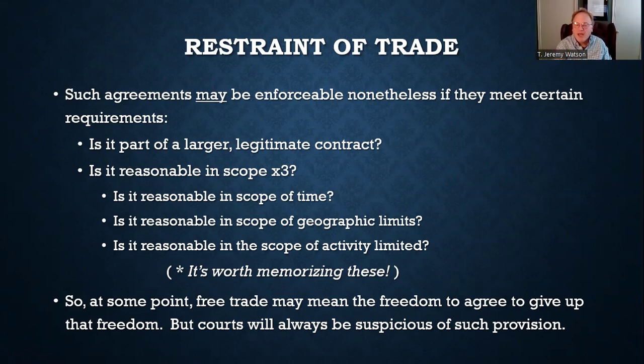All right. The next thing the court is going to look at is: is the exculpatory clause reasonable in scope? All right. And there's typically three different things they look at. So I always put reasonable in scope times 3. There's 3 scopes. The court wants to know, is this covenant not to compete reasonable in the scope of time, right? Is it reasonably short? Is it way too long? Is the time limit here reasonable?